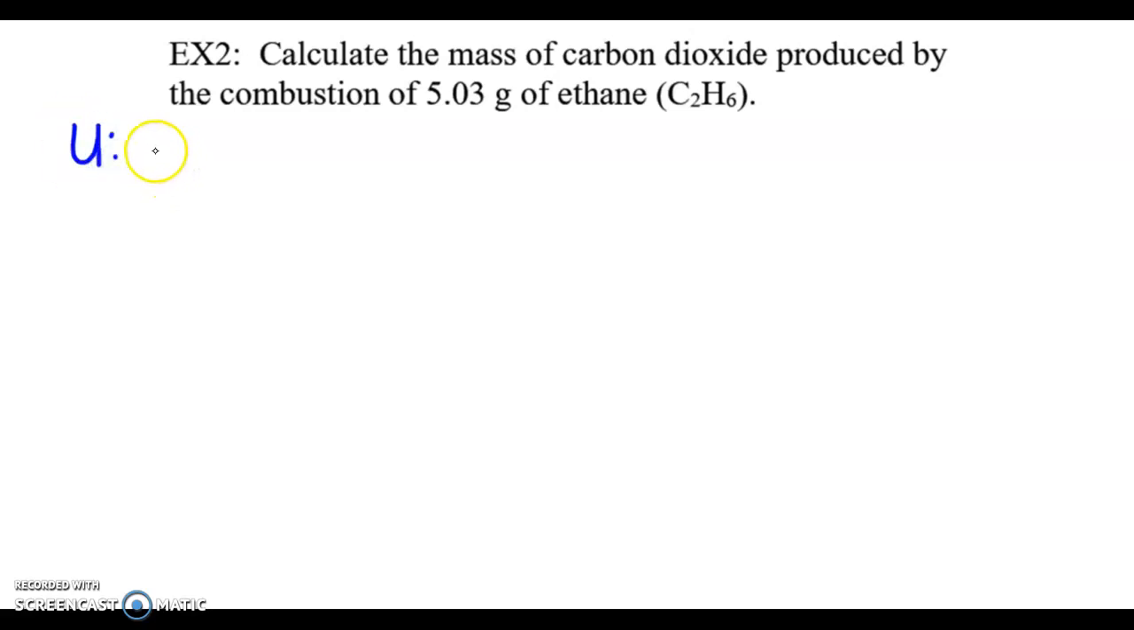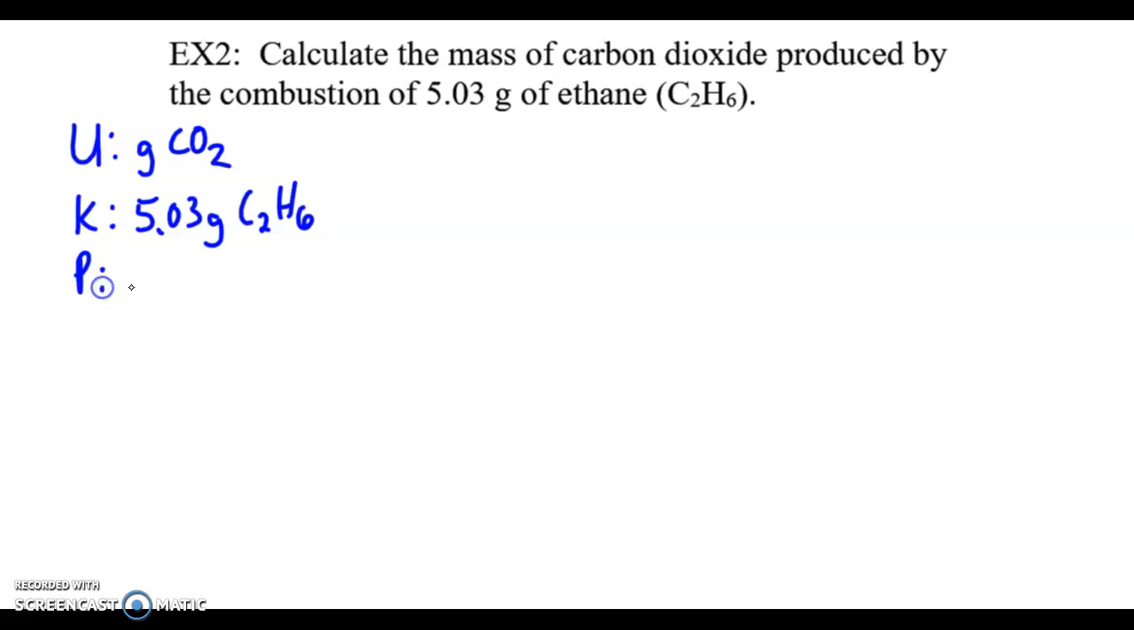Alright, so the unknown here is the grams of carbon dioxide. The known here is that we have 5.03 grams of ethane, and they were nice enough to give us the formula for ethane, so we don't have to try and write it.